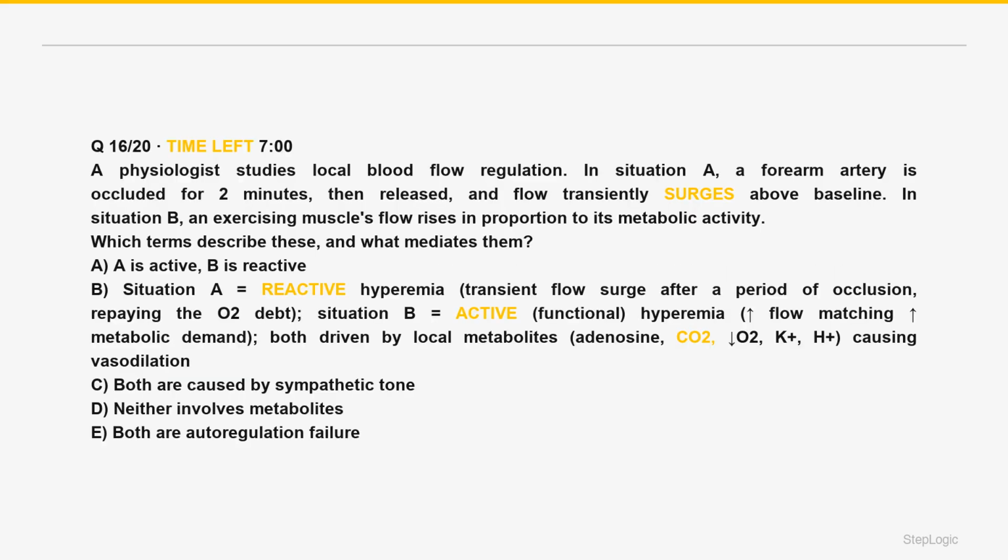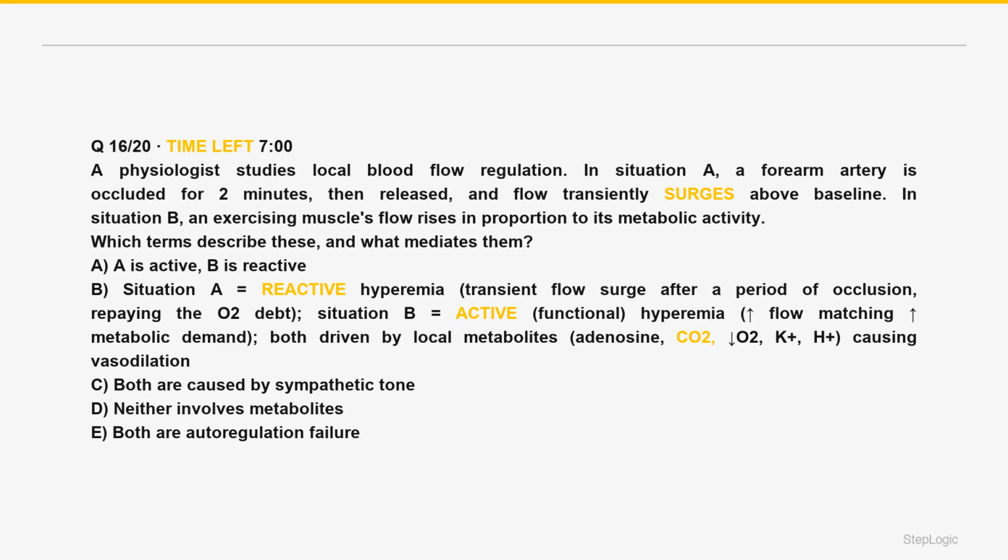Which terms describe these, and what mediates them? A physiologist studies local blood flow regulation. In situation A, a forearm artery is occluded for 2 minutes, then released, and flow transiently surges above baseline. In situation B, an exercising muscle's flow rises in proportion to its metabolic activity.